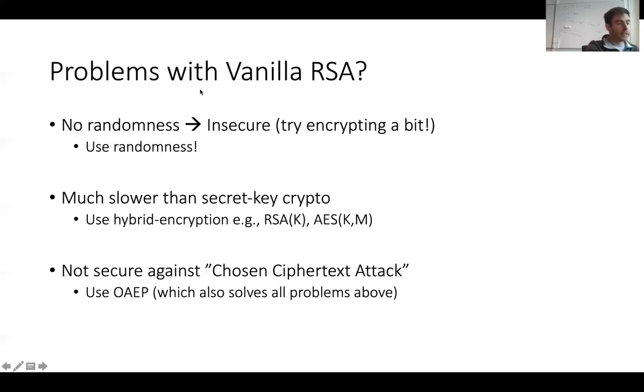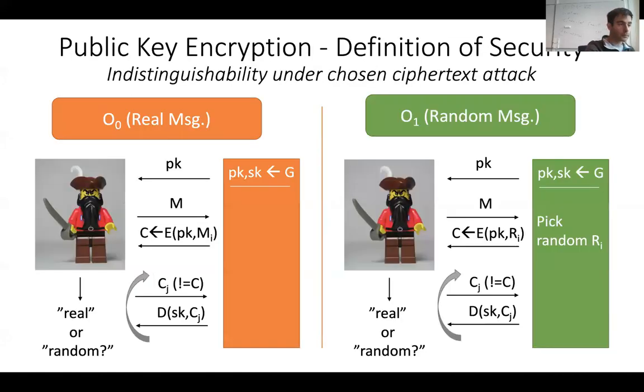The third and final problem of vanilla RSA is that it's not secure against chosen ciphertext attack. So what is a chosen ciphertext attack? A chosen ciphertext attack is an attack in which the adversary has access to a decryption oracle. So let's see the definition of this. The adversary, for some reason, has access to a decryption oracle. So someone is decrypting ciphertexts for the adversary, and we still want the encryption scheme to be secure, even if the adversary can ask for decryption of ciphertexts that he likes. So this sounds a bit weird.